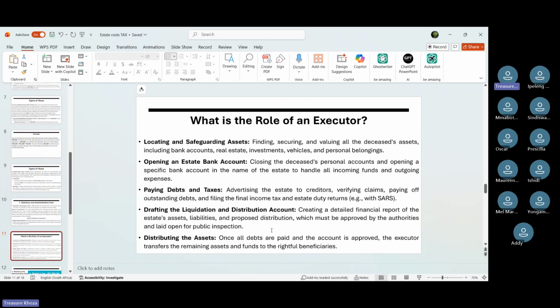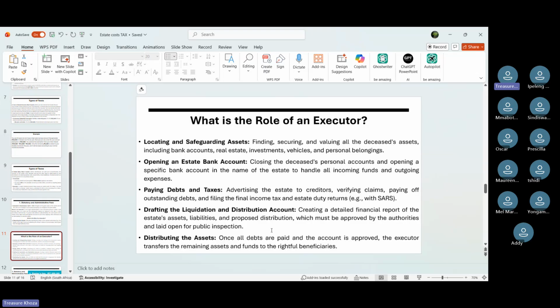So that one, it will be up to your executor, whether the executor has the capacity to do that. If not, the executor is going to appoint a tax practitioner to do that on your behalf and make sure that they settle everything with SARS. And remember, when it comes to your estate, the first beneficiary of your estate is SARS.